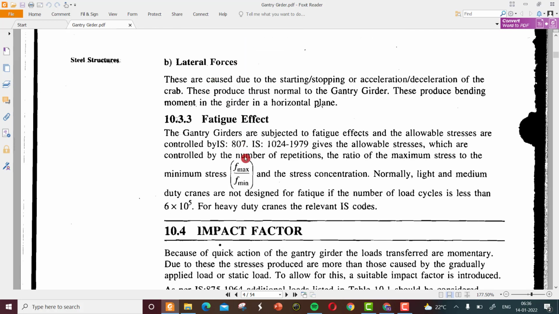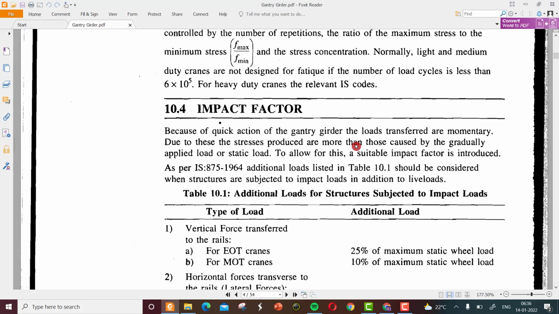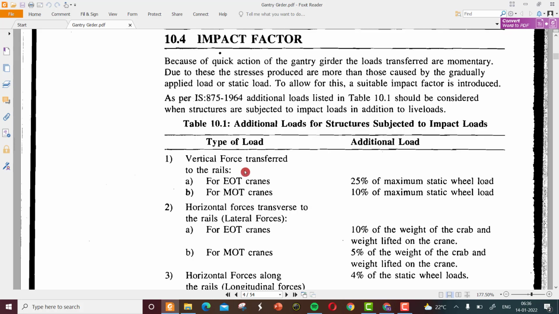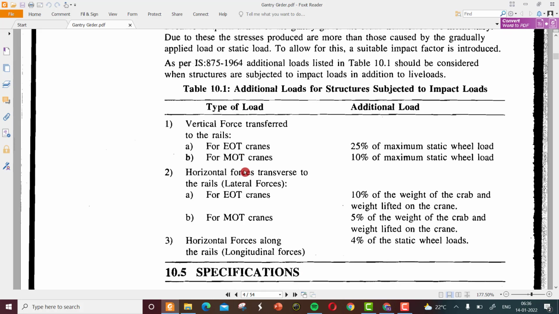Those forces are acting on it, and there will be fatigue effect due to the continuous movement of the material or the crabs. Then surely impact loading will be there because of the quick action of the gantry girder. The loads transferred are momentary. So when you lift the material and you are starting and moving the crab or trolley, there will be impact which is additional to the acting loads.